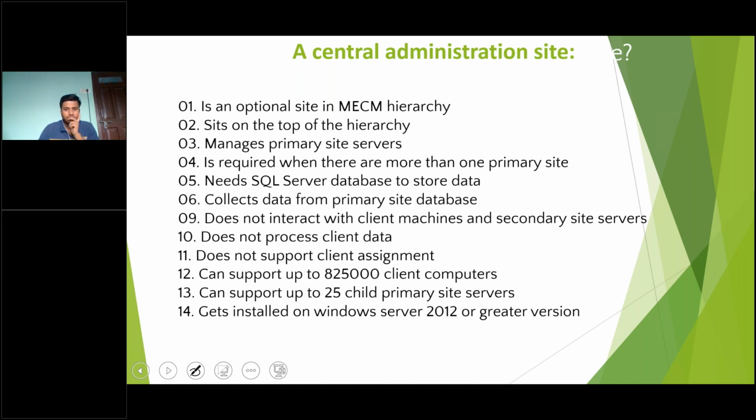Client assignment. Client assignment means what? Let's say you have thousands and thousands of clients, 50,000 clients. Client means client computers like Windows 10, Windows 7. On that machine, we install the SCCM client, a small software which will be there in all the machines. Now that software, the client, the agent, will not be assigned to CAS. It will be assigned to the primary site.